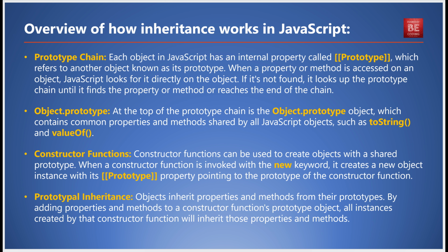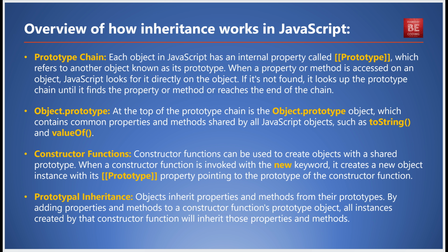At the pinnacle of this prototype chain is the Object.prototype object. This object is like the common ancestor in our family lineage analogy. It contains properties and methods that are shared by all JavaScript objects. Functions like toString and valueOf that you might have used before are all part of this Object.prototype.